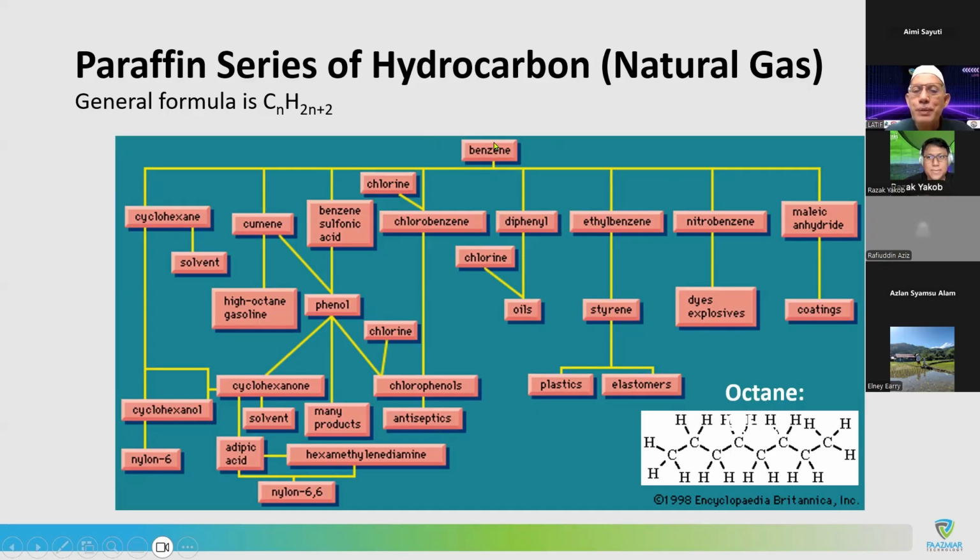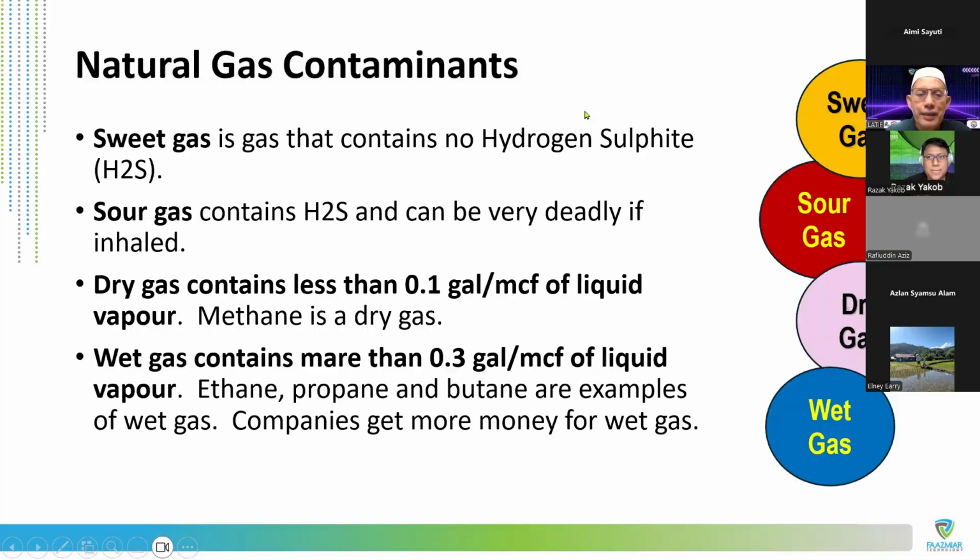But it's much more stable, because methane, which is very light, is very volatile, very aggressive. So we want to make it much more stable. Benzene is a starting point to start making all the other products, because it is less volatile, less aggressive in terms of the ability to catch fire, or flash point, we call it. Okay, so let's review again about natural gas contaminants.